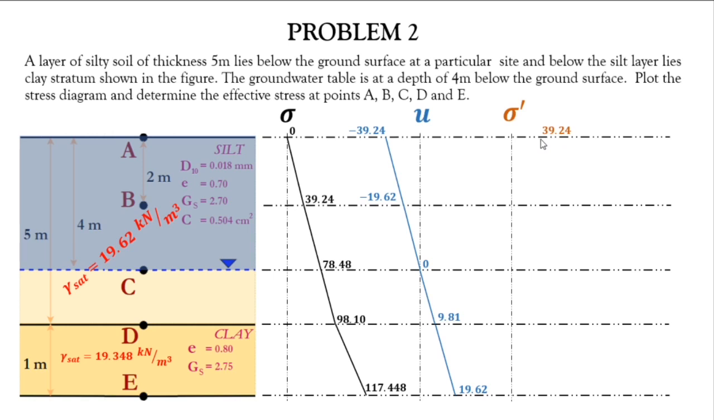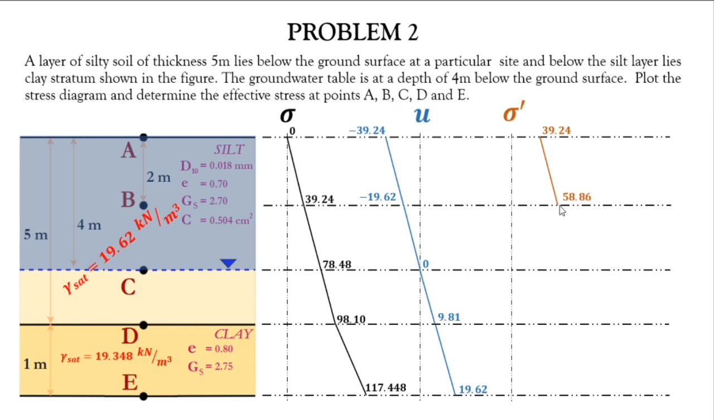Proceed tayo sa point B. Kunin mo ulit yung difference. 39.24 minus negative 19.62. Magiging summation na to. Kaya, magkakaroon tayo ng value of 58.86 para sa point B. Effective stress na yan. Kasi hinahanap din yan sa problem. The effective stress at points A, B, C, D, and E.